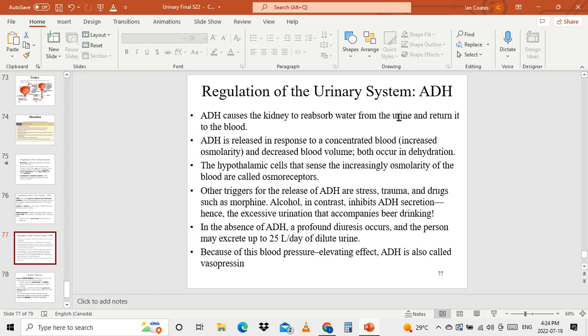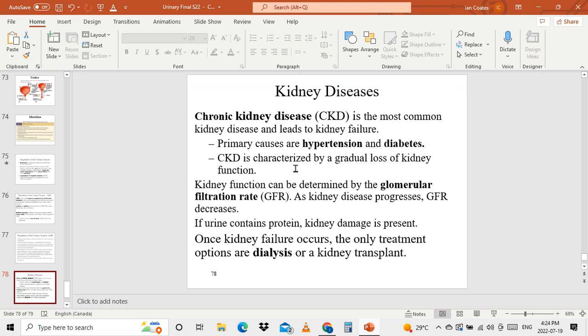Regulation of the urinary system. You guys can have a look at this. ADH causes the kidneys to reabsorb water. We've talked about these right there. You guys can have a look at those. And the last slide there.